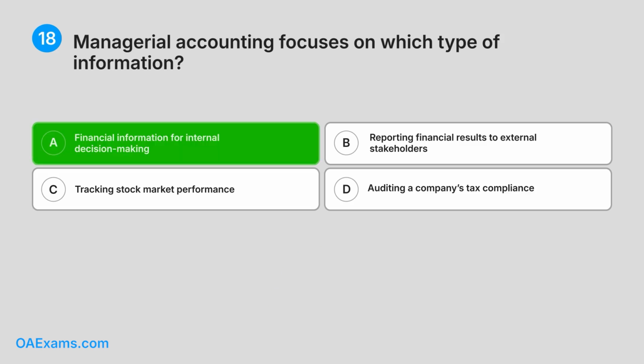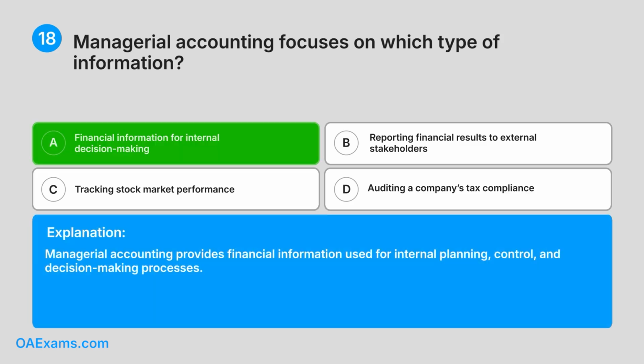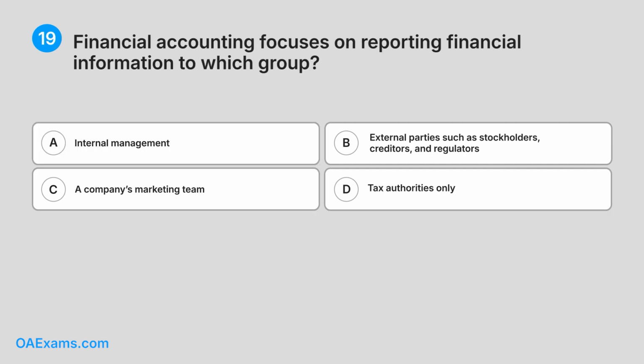Correct answer. A. Explanation. Managerial accounting provides financial information used for internal planning, control, and decision-making processes. 19. Financial accounting focuses on reporting financial information to which group? A. Internal management. B. External parties such as stockholders, creditors, and regulators. C. A company's marketing team. D. Tax authorities only. Can you guess the answer?